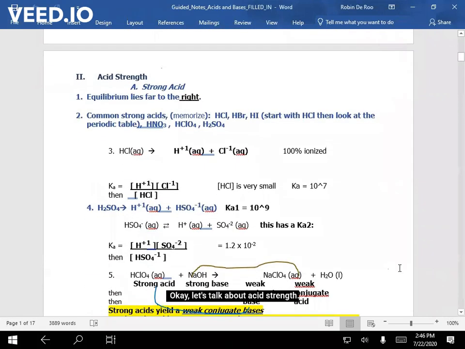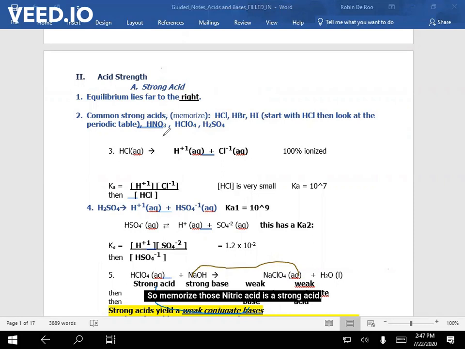Okay, let's talk about acid strength. So for a strong acid, the equilibrium lies far to the right. You're going to want to memorize these strong acids. So starting with the HCl, you can use the periodic table because underneath the chlorine atom is bromine and then iodine. So start with the HCl and then use the periodic table so that you know that hydrochloric acid, hydrobromic acid, hydroiodic acid are all strong acids. So memorize those.